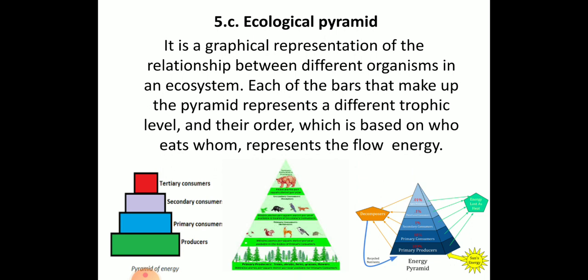So these all come in the pyramid of energy. Usually the primary producers will have more energy because they give energy for maximum organisms, and slowly it decreases. And also the pyramid of number: when you take one ecosystem, the producers are maximum, then come the primary consumers, secondary consumers, and tertiary consumers.